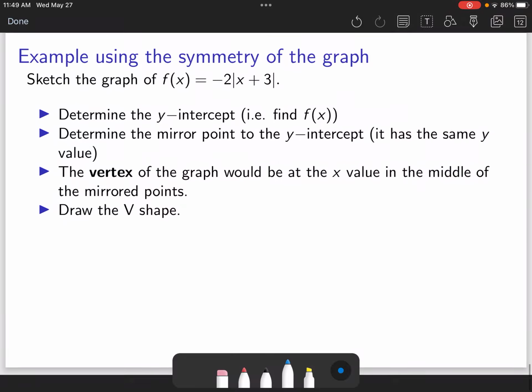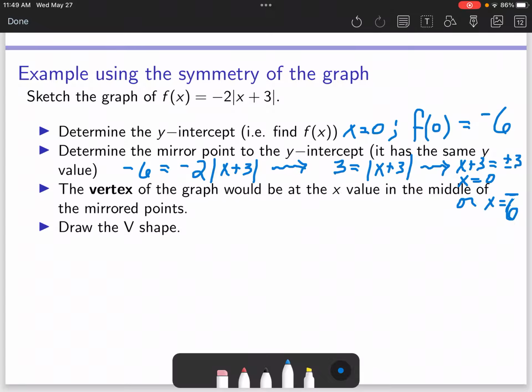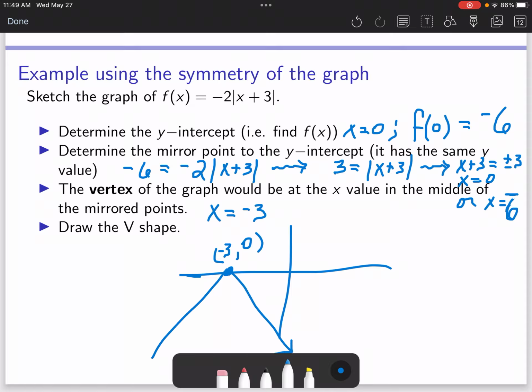And the vertex would be right in the middle of those 2 points. So the vertex would be at x equals negative 3. And so now I just need to plot these points. Here is the point negative 3. If I plug in negative 3, I get 0. This was the point 0, negative 6. And over here, I have the point negative 6, negative 6. And that is another way that we can graph the absolute value function.